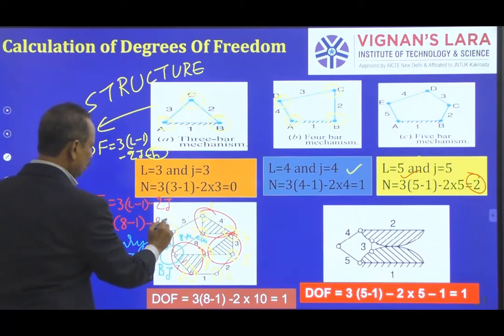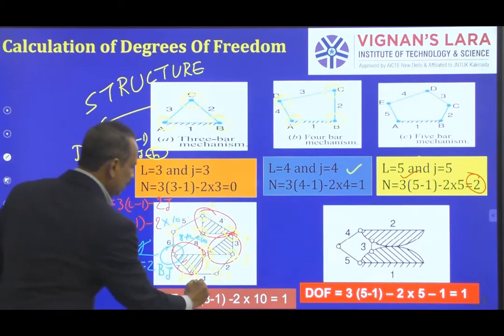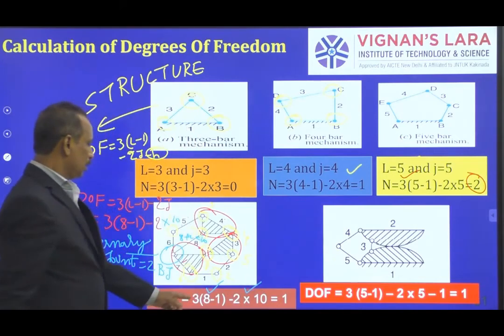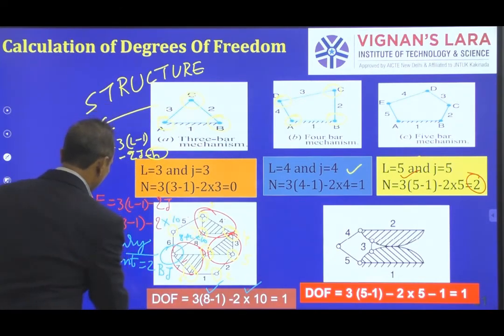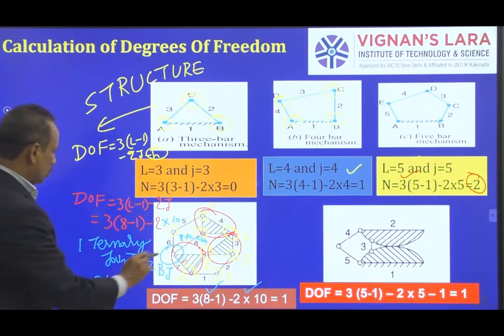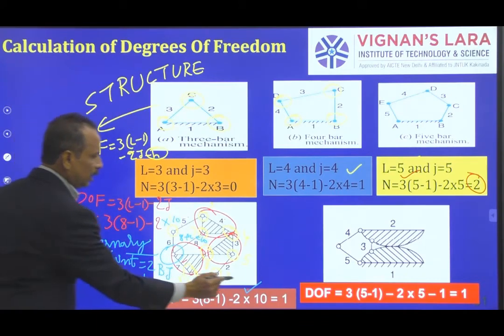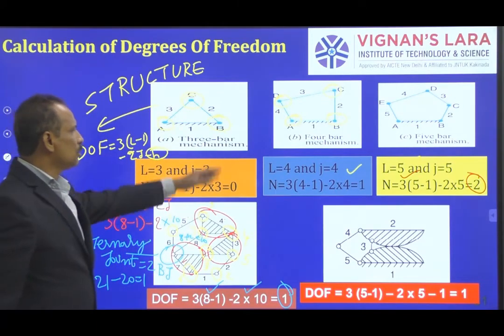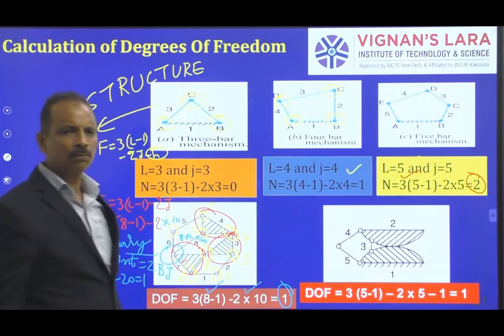Then 2 into 10. 3 into 8 minus 1, that is 7 into 3, 21, minus 2 into 10, 20, which is 1. Degrees of freedom is 1. So it is not so simple as looking at them, counting, and writing in the equation.